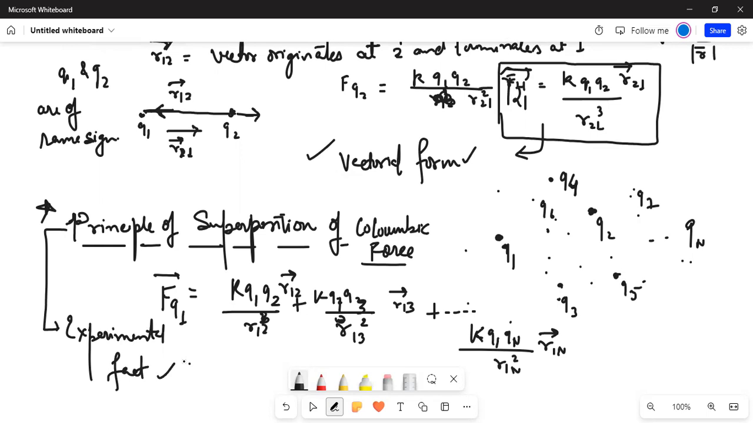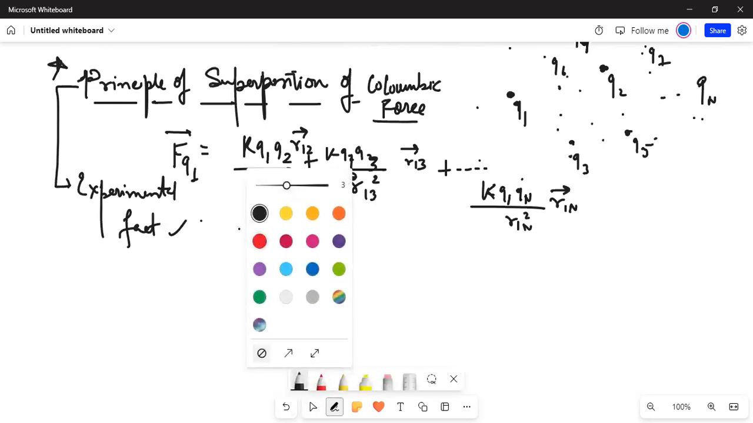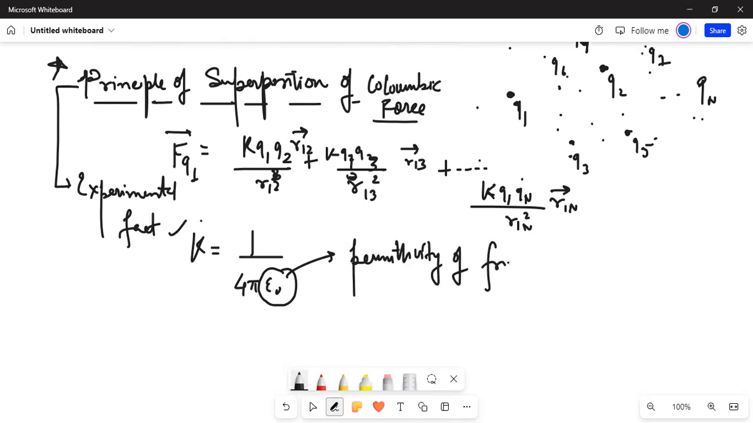Now, till now, I think you are aware of what K is. You should be aware that K is nothing but equal to 1 over 4 pi epsilon naught, where epsilon naught is the permittivity of free space.